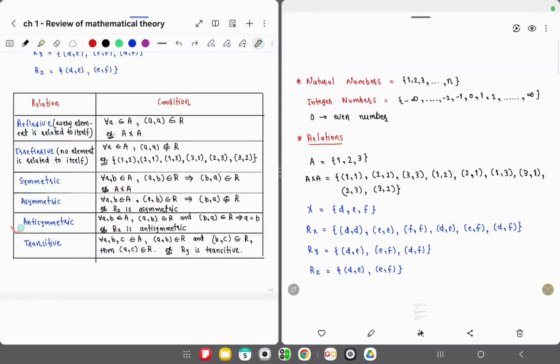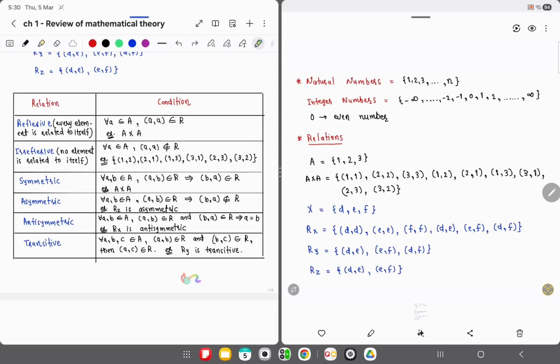Now we will see antisymmetric. If (a, b) belongs to R and (b, a) belongs to R, then a equals b. Here we can see that Rx is the example of antisymmetric. Why? If (D,D) belongs to R, the reverse of (D,D) is (D,D), then D is equal to D. Same for (E,E) and (F,F).